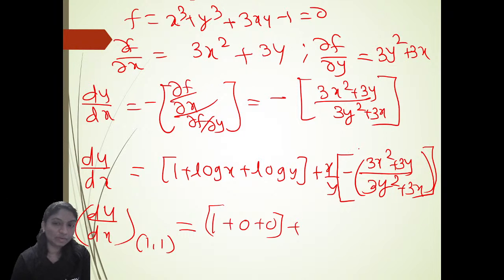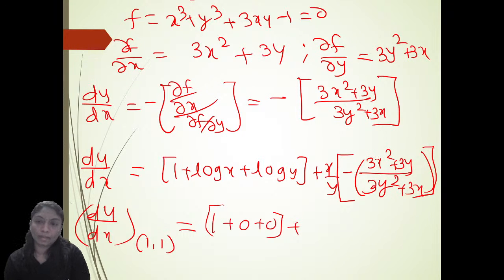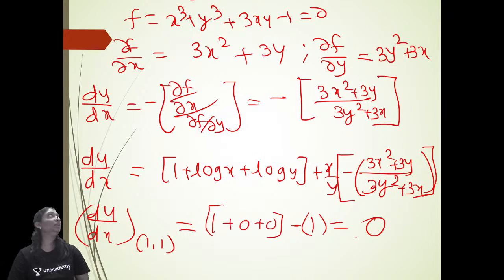So ultimately here it is 1 into bracket 1 plus 1, here 1 plus 1, 2 upon 6, so again 1, so you will get here 1. So ultimately the value 1 minus 1, total value is 0. So dy by dx at (1, 1) is 0.